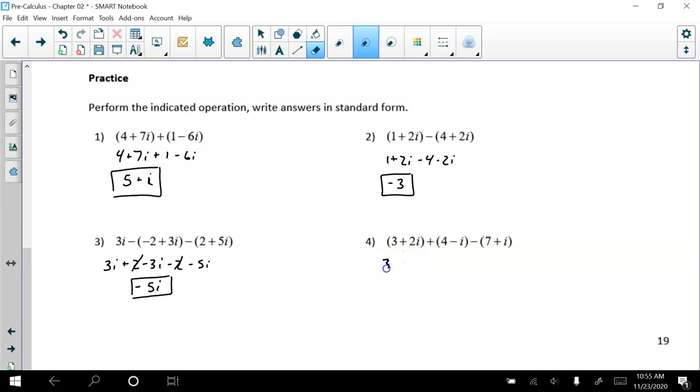Get rid of the grouping symbols, 3 plus 2i plus 4 minus i. Distribute the negative, -7 minus i. And we combine our like terms. So now, 3 plus 4 is 7 minus 7. All the constants cancel. And it's 2i minus i minus i. So the imaginaries cancel. We're left with just 0. After all that, we just got 0.